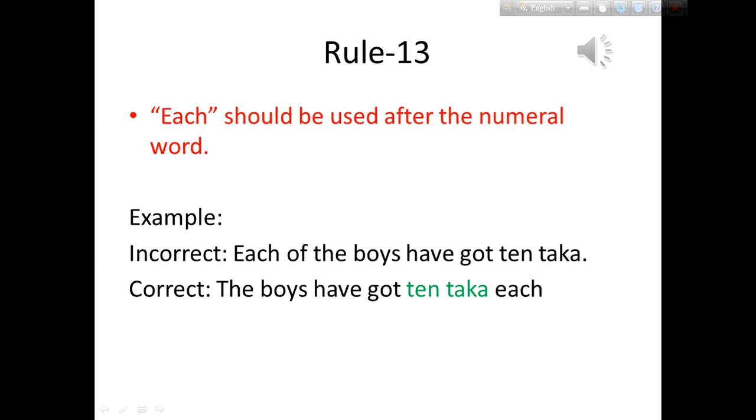Rule 13. The very word each should be used after the numeral words. Numeral words means 1, 2, 3, 4, 5, etc. So here is the example. Each of the boys have got 10 taka. So this sentence seems correct, but here we have the numeral word 10 taka, so we have to use the very word each just after the numeral word 10 taka. So the correct sentence will be, the boys have got 10 taka each.